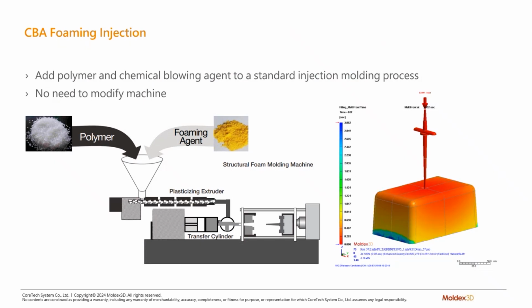Let's look at the example of chemical blowing agents, or CBA. The great thing about foaming agents is that a standard injection molding process can be used and there's no need to modify the machine. It can easily be added with a mixing blender or hopper. This chemical reaction forms low molecular weight compounds that act as blowing gas, and it introduces bubbles into the part walls. Let's look at the case of this box geometry.